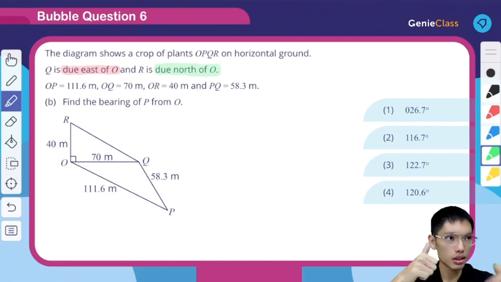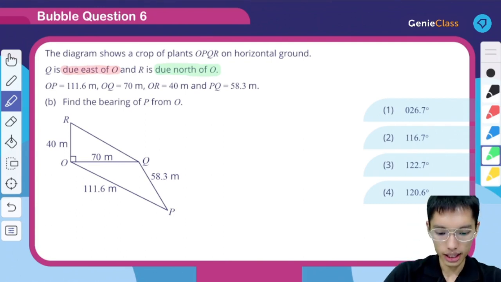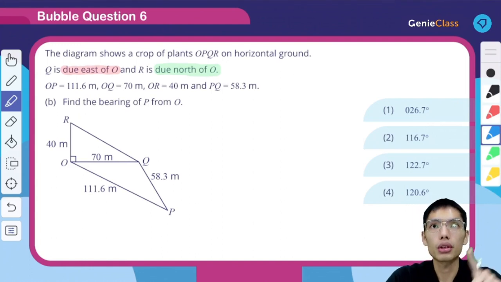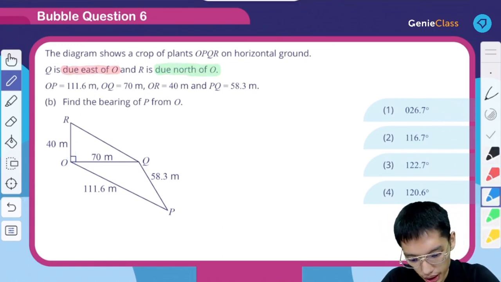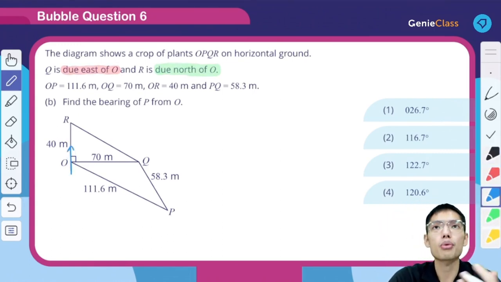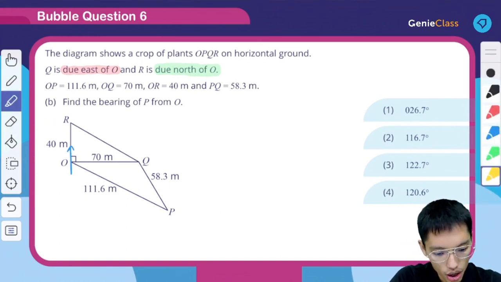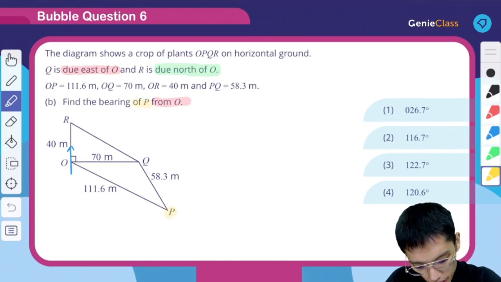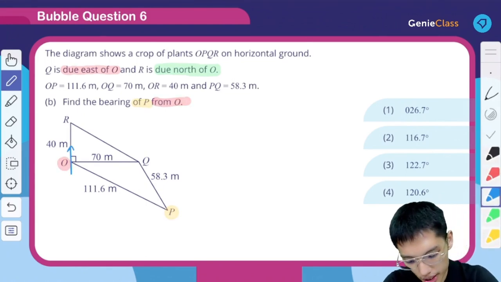For those who have responded, good job over there. Okay, most of you all got it. For those who did not, it might be a little bit of a way on how we write the bearings over here. So, if you look at this, R is due north of O. Okay, so if I look at it, my north line should be drawn this way. Drawn from O. And the reason why I'm drawing my bearing from O is because the bearing is of P from O. Okay, my north line is drawn as such.